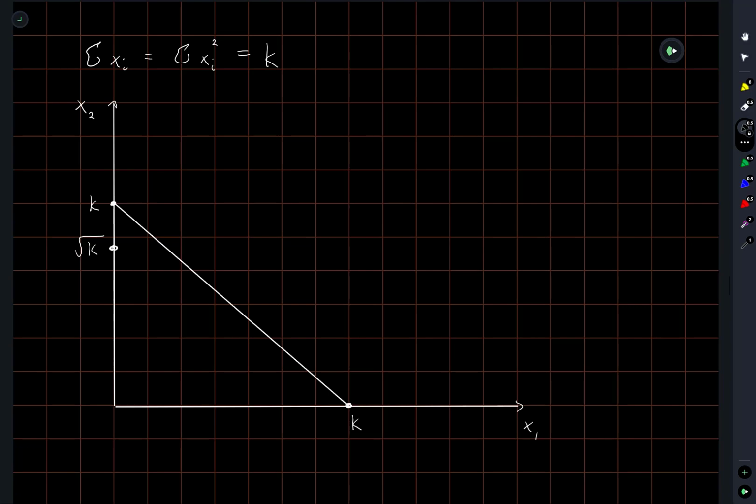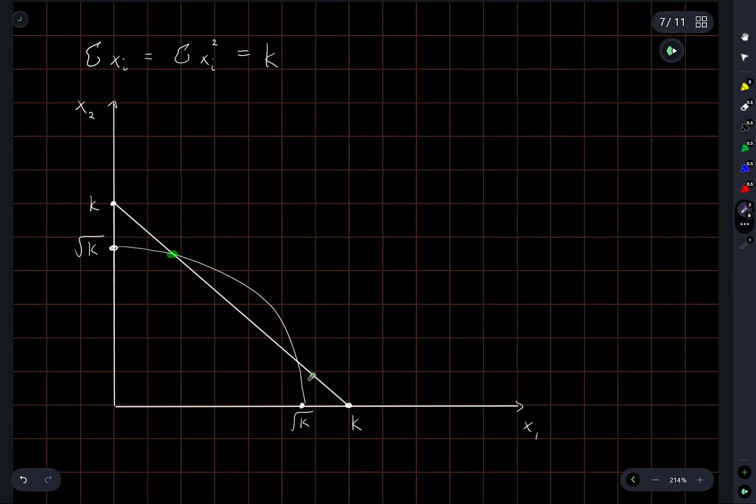Sorry, that's not what I meant. If k is greater than 1, then the square root of k is less than k, but it is still greater than 1. That's what I meant to say. So we have the square root of k down here, and the circle is going to intersect this line twice, something like that. Okay, at these 2 points.